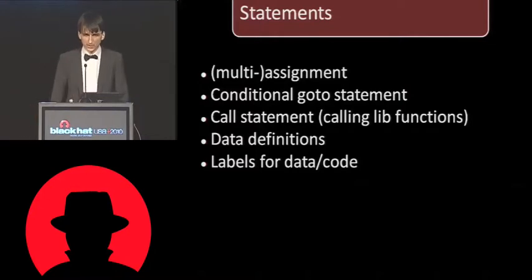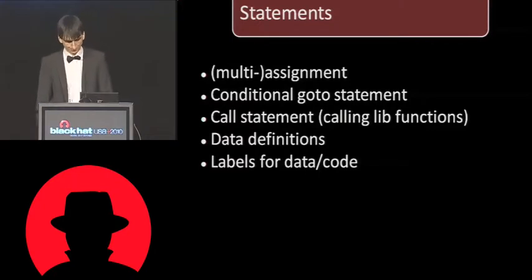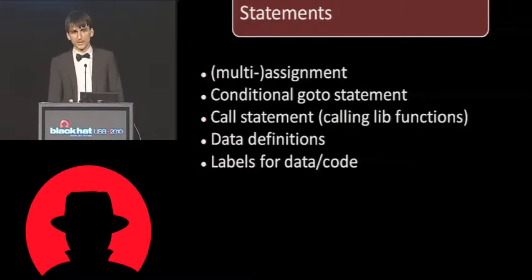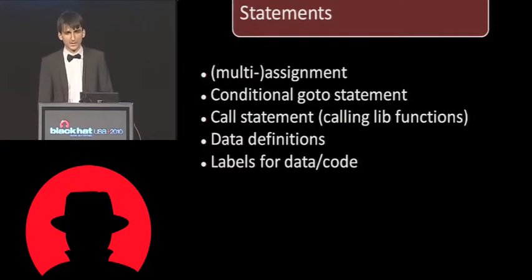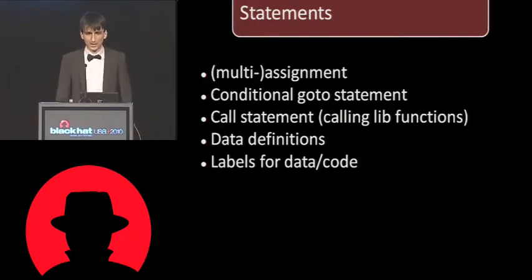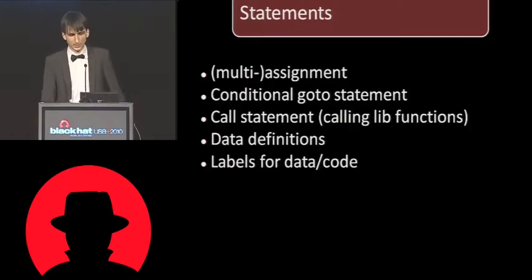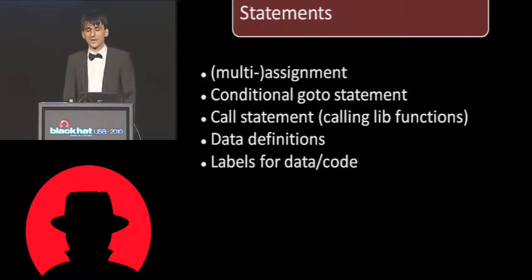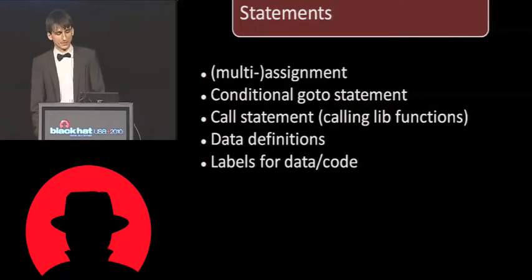Then we have a conditional goto statement, which you will need if you want to have loops. And this conditional goto statement is very simple. It's a goto if non-zero. So what you pass it is basically a register or a memory location that, if it is non-zero, will trigger a jump to a label. And the other thing that we have is a call statement for interfacing with native library functions.